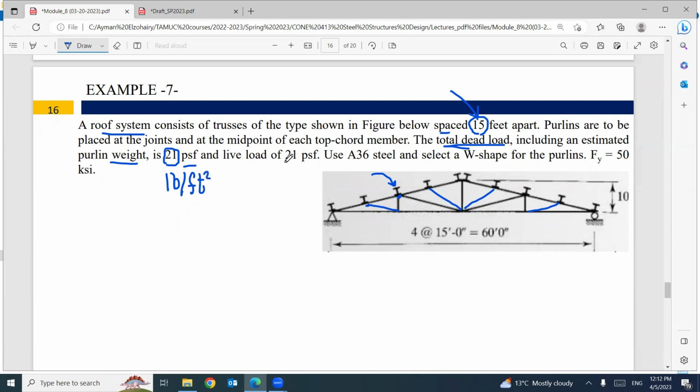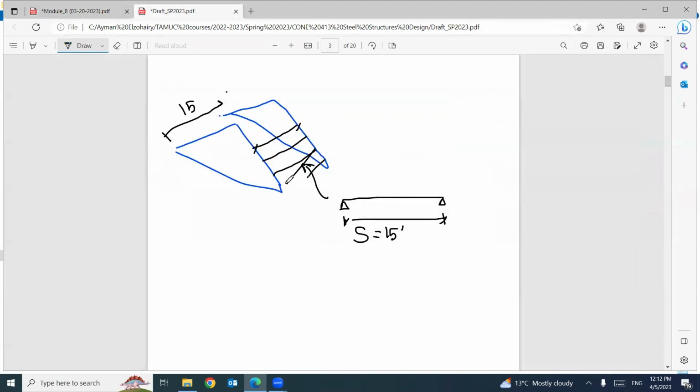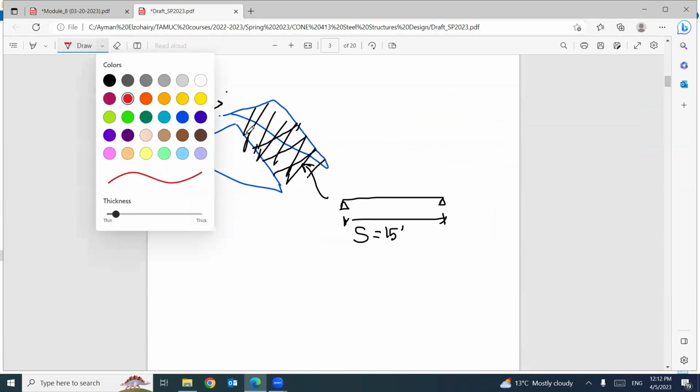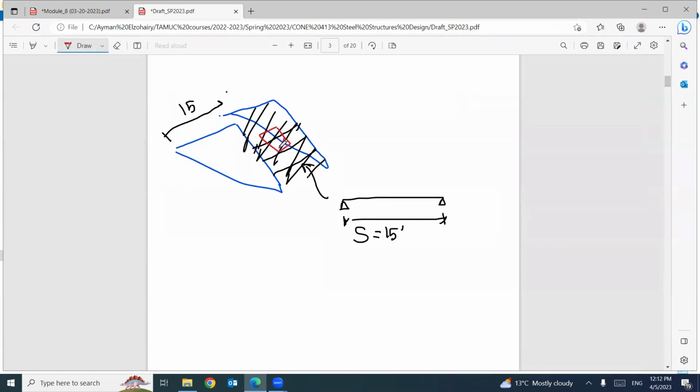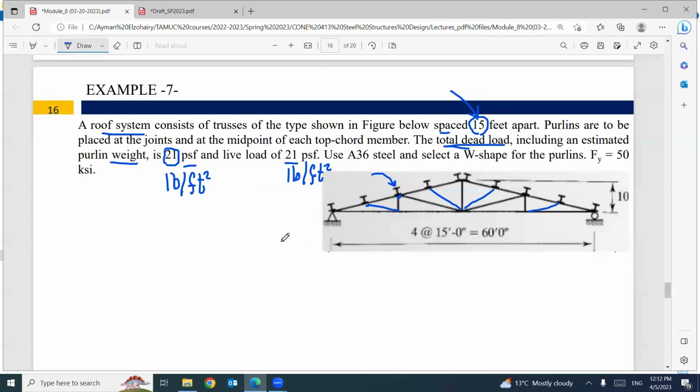And the live load is given, 21 pounds per square foot. Since you are talking about this surface of the roof, the dead load given, bare surface area, pounds per square foot. So, if you would like to figure out the dead load on each purlin, what should I do? The live load on each purlin, what should I do?